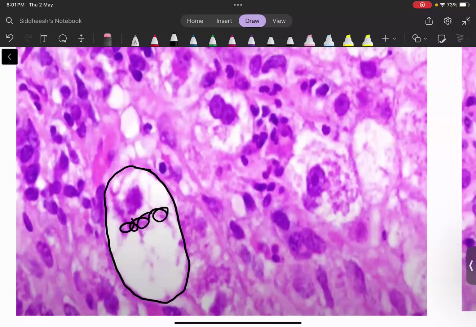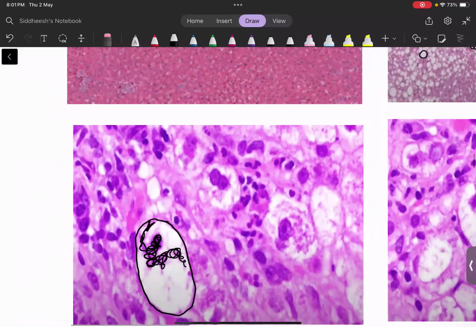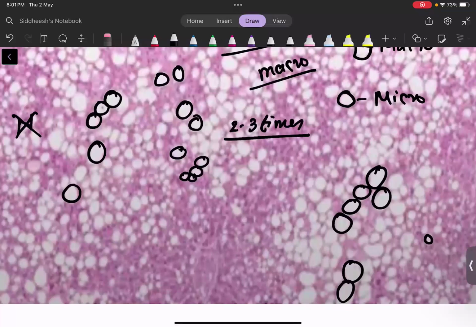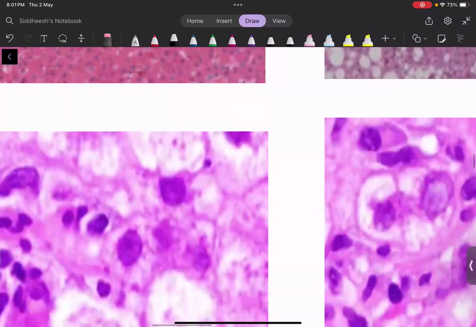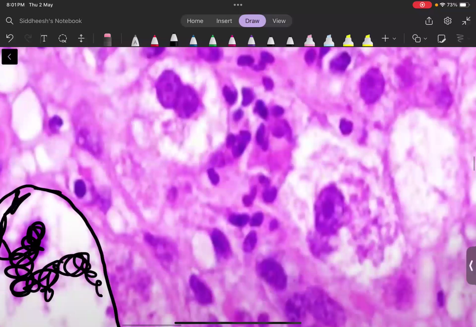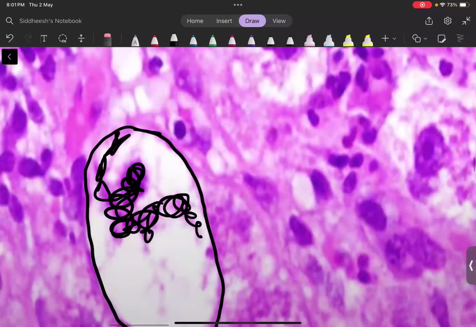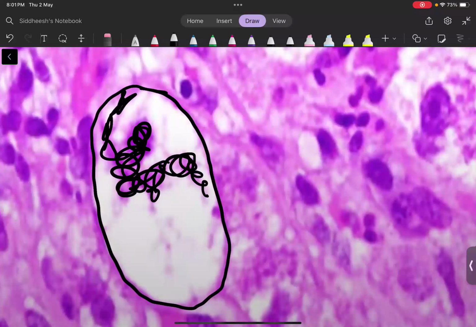This is your cytoplasmic condensation. This is one of the features of ballooning of hepatocyte. Correct? If you compare both, look at these cells, complete white cells, right? And here we are having white cells with the condensation of cytoplasm. This is your ballooning.